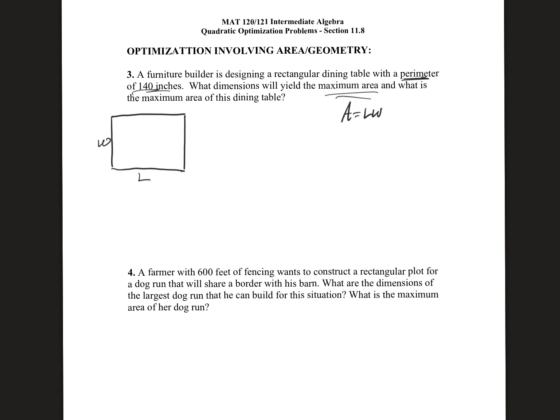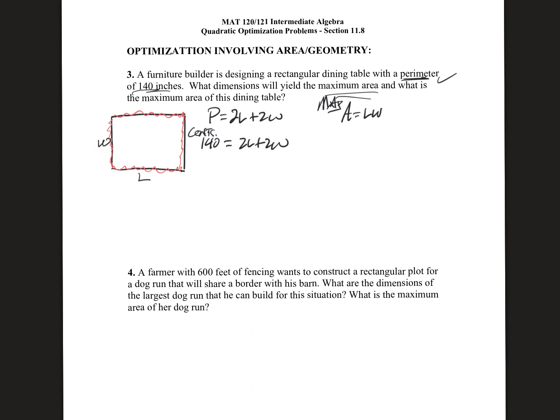We're told that I only have 140 inches to design the length and width of that. So if we go to our perimeter formula, we know perimeter is twice the length plus twice the width, and I know my perimeter is 140. So there's our constraint, and here's what we want to try to maximize. We have everything we need to know. I've taken care of everything in the problem.